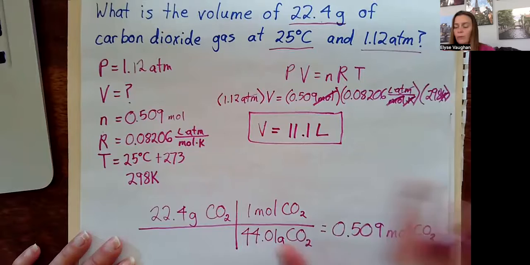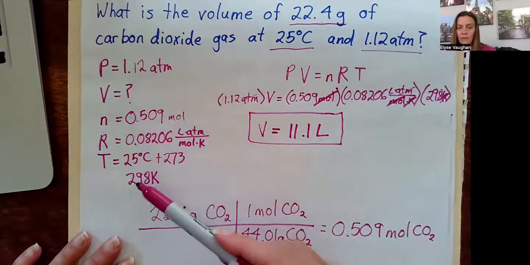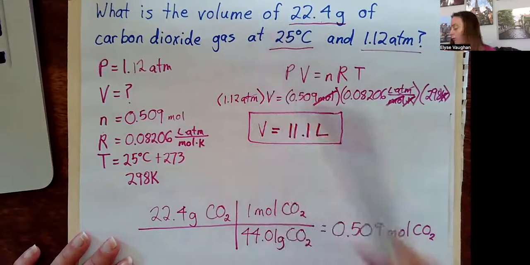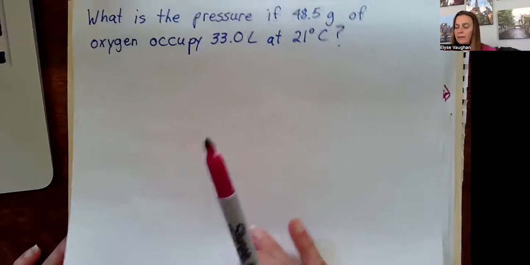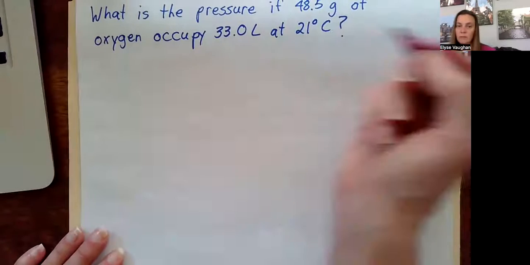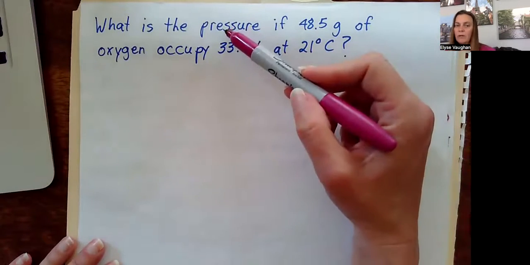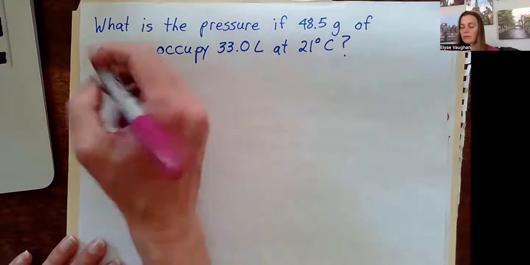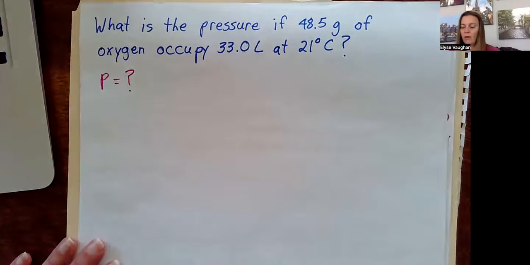Okay, so anytime we have an ideal gas law, we're going to see all of these values, but we're frequently going to be given mass instead of moles. Let's try one more like that. And so we know this is a PV equals nRT problem. This is an ideal gas law problem. It's asking me for pressure. It's giving me a mass, it's giving me a volume, and it's giving me a temperature. So pressure is the thing I'm trying to find.